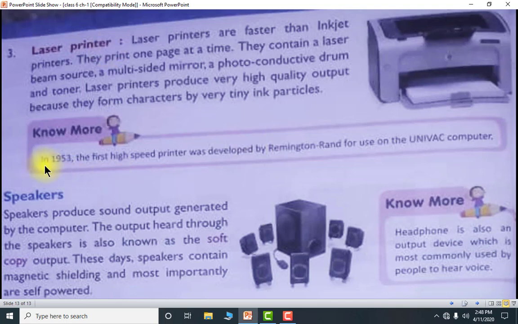Extra information: in 1953, the first high-speed printer was developed by Remington Rand for use on the UNIVAC computer.